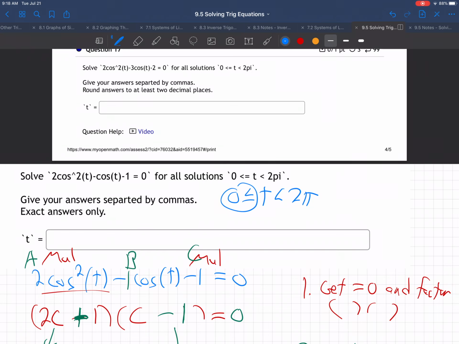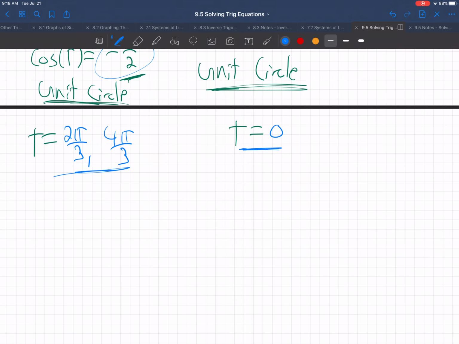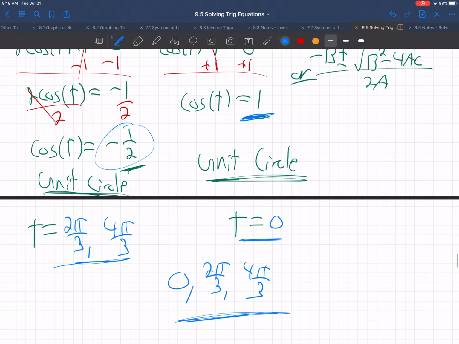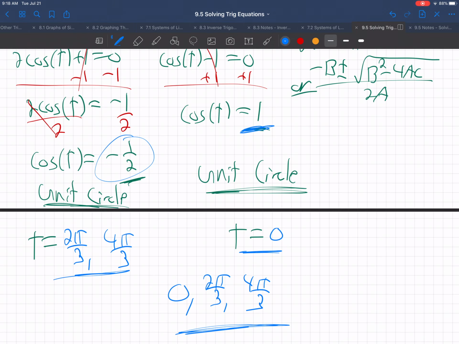It's the same spot. But the reason they don't want both, do you see why they don't have equals here? Because that'd be the same spot twice. 0 and 2 pi are the same spot. So they're saying, look, if it comes to that spot, call it 0. So the answer is 0. So here's our answers then. 0, you can put them in any order. 2 pi over 3, 4 pi over 3. We got 3 answers on that one. There we go. So it was all about getting a 0 and factoring and then going to the unit circle.